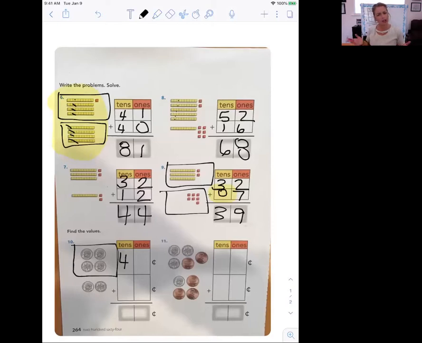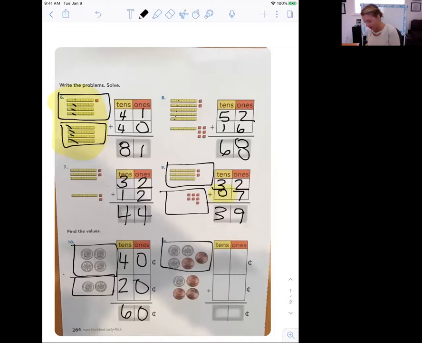Are there any 1s? Why aren't there any 1s? Right, because there's no pennies. So 0 1s. In the bottom picture, how many dimes are there? There's 2. And are there any pennies? Nope. Okay, let's add the 1s column first. 0 plus 0 is 0. 4 plus 2 equals 6. Good.